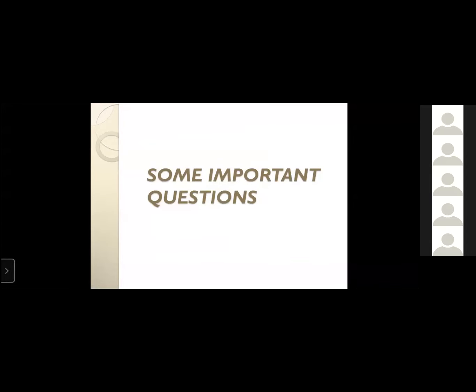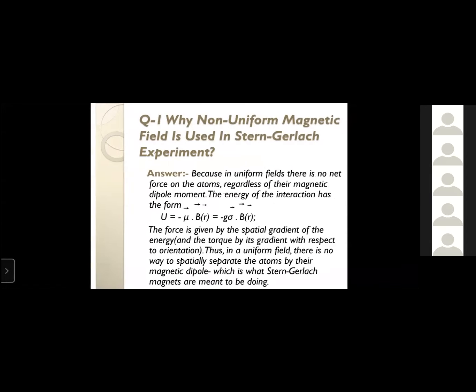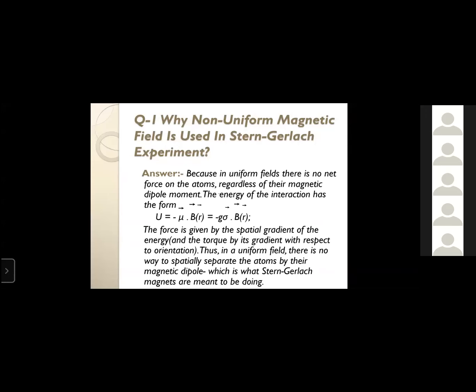Some important questions. Question number 1. Why is a non-uniform magnetic field used in the Stern-Gerlach experiment? Because in uniform fields, there is no net force on the atoms regardless of their magnetic dipole moment. The energy of the interaction has the form U = -μ·B(r), which is equal to -g σ·B(r).